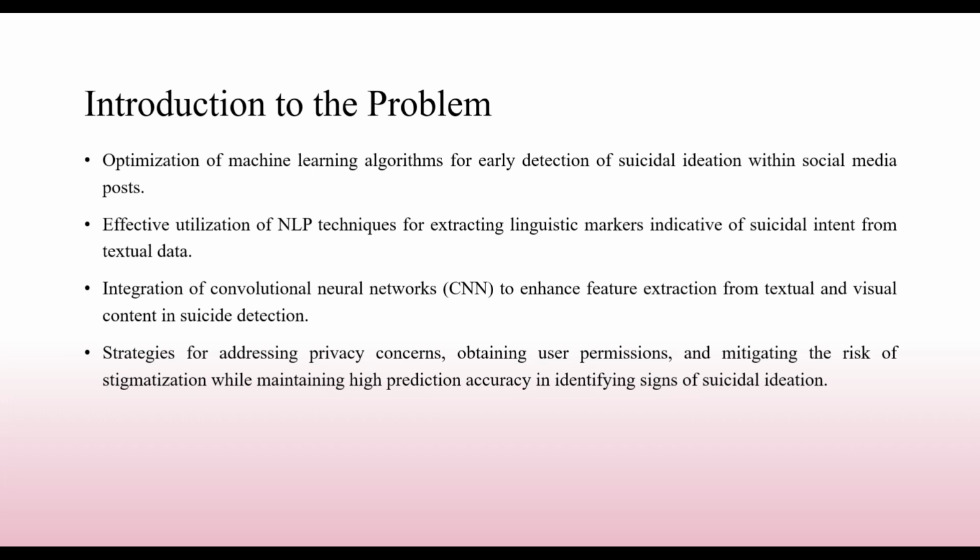The other identified research problem is the effective utilization of natural language processing techniques for extracting linguistic markers indicative of suicidal intent from textual data. Then the other identified research problem is the integration of convolutional neural networks to enhance feature extraction from textual and visual content in suicide detection. Furthermore, by doing a series of interviews and conducting a literature survey, I have identified some strategies for addressing privacy concerns, obtaining user permissions, and mitigating the risk of stigmatization while maintaining high prediction accuracy in identifying signs of suicidal ideation.